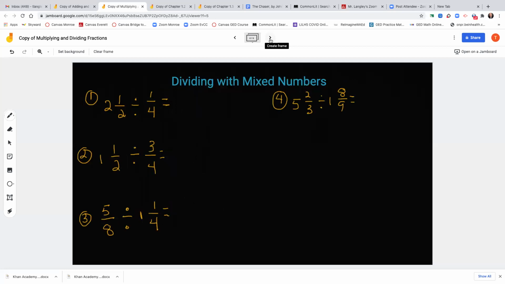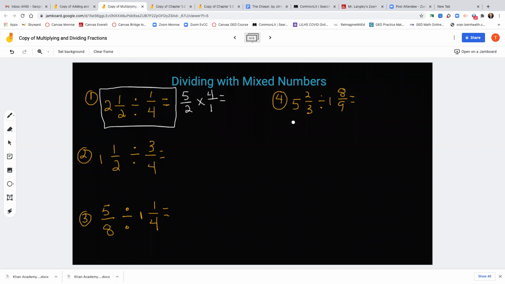Mixed numbers are exactly the same idea. I'm just going to do one here for the sake of time. We have 5 minutes. We're doing fine here, but let's just do this first one. If I have a mixed number, I'm going to change that first mixed number into an improper fraction. 2 times 2 is 4, plus 1 is 5 over 2. This becomes 5 over 2 times the reciprocal of the second number, which is now 4 over 1. And then I would finish the problem.